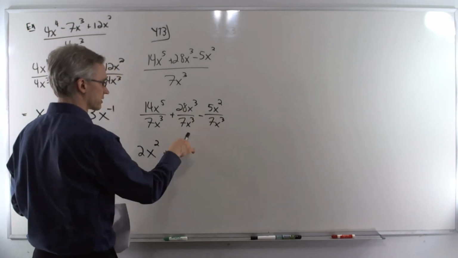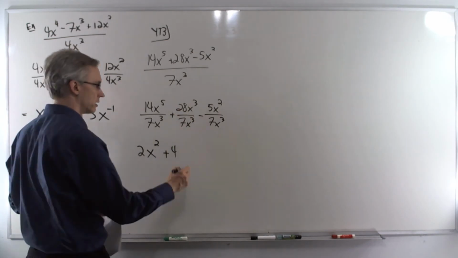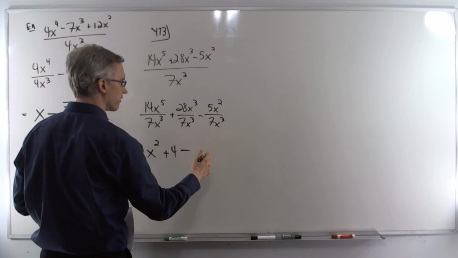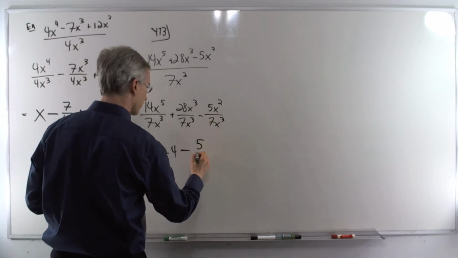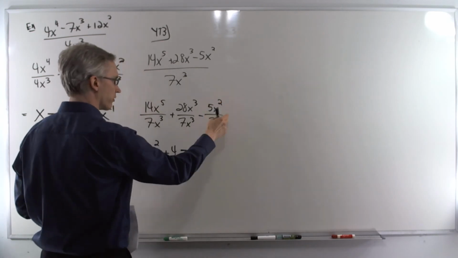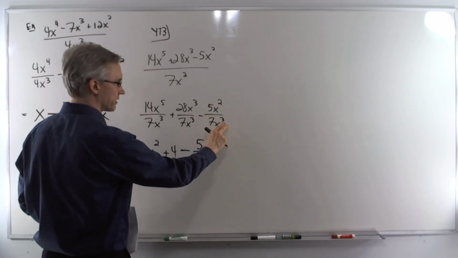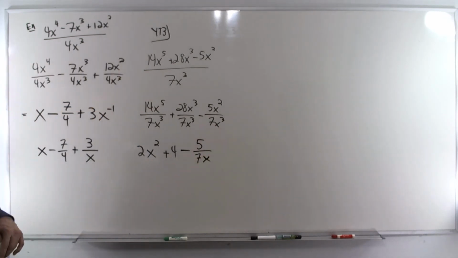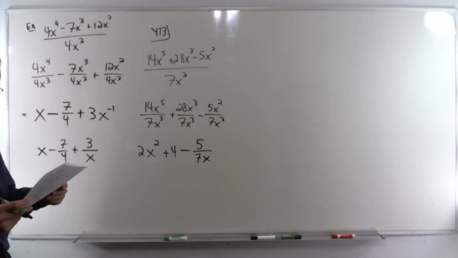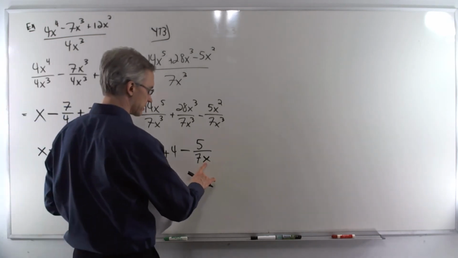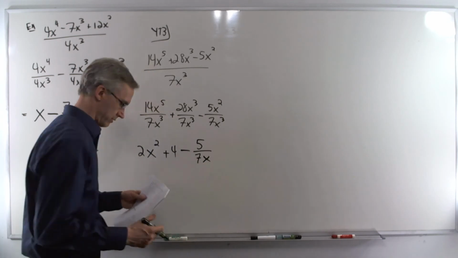X to the third over x to the third, those cancel, so those are gone. Last term, minus, on the same sign, 5 over 7. And then x squared over x to the third, that gives us x to the -1 power, which ends up in the denominator. So 2x squared plus 4 minus 5 over 7x. Make sure you write it so that the x is very clearly in the denominator.